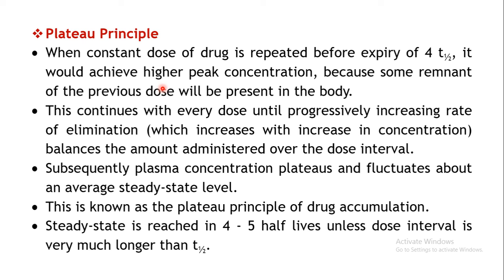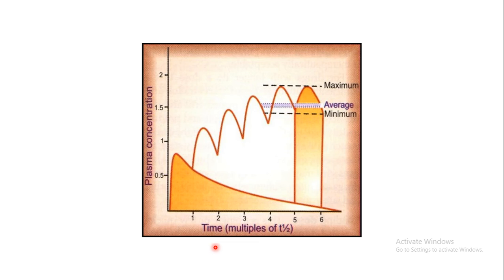As you go on adding the doses, it will reach up to a particular level, and it will balance itself at a particular concentration. When the rate of administration balances the rate of elimination, the plasma concentration will fluctuate around a certain range. You can say that it will maintain itself in a constant range. Now this particular way in which the plasma concentration is changing is known as the plateau principle. Now the figure will make it more clear.